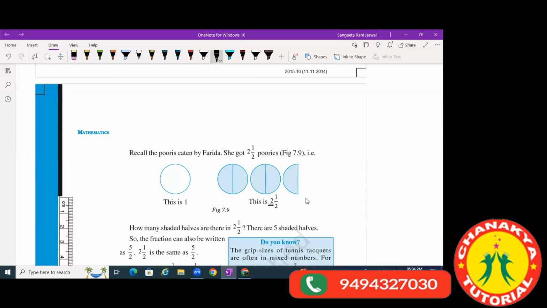If you want to convert this to an improper fraction, then what will it be? 2 into 2 is 4. 4 plus 1 is 5/2. Okay.